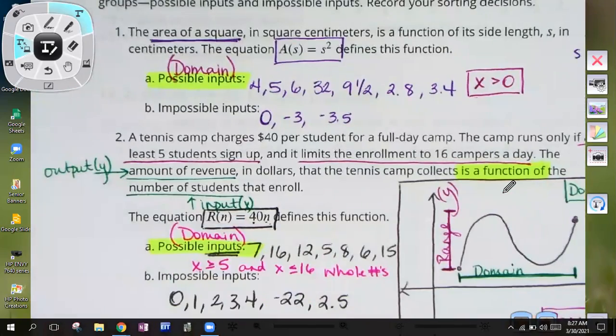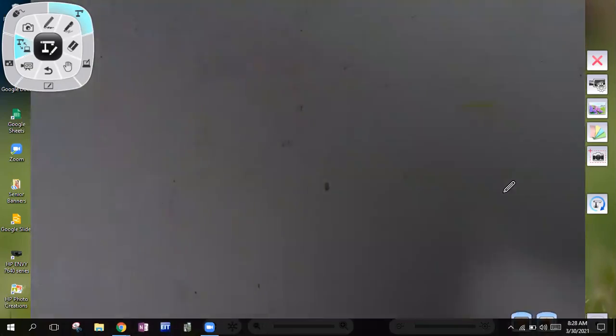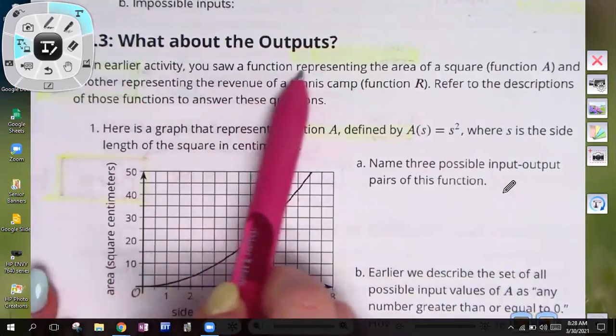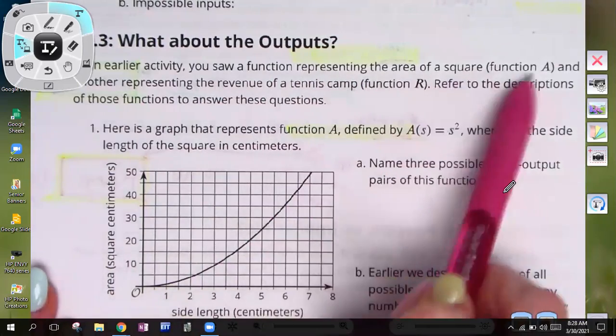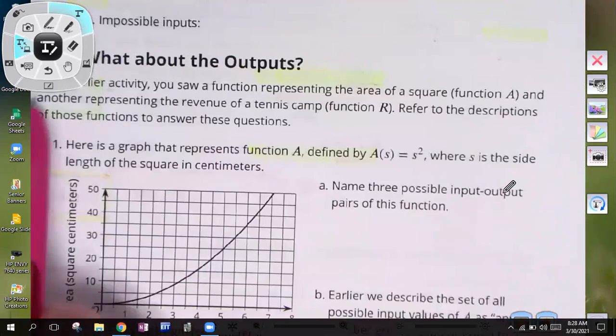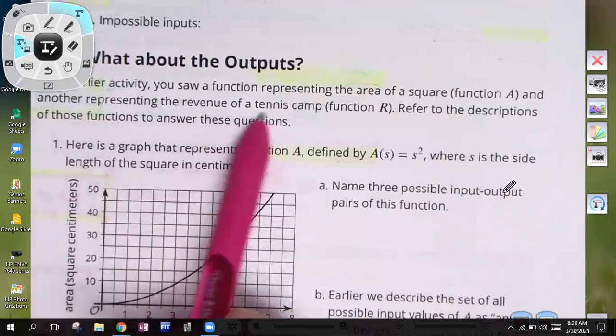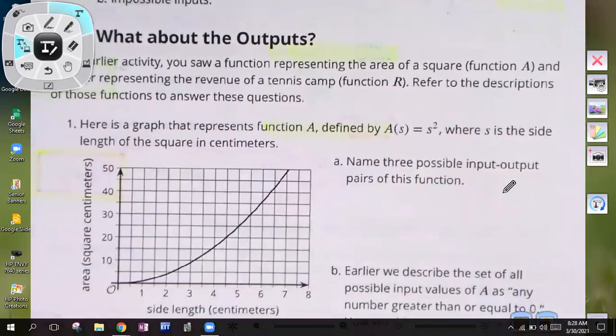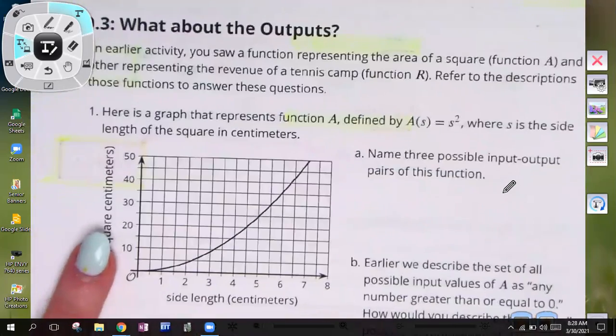All right, moving on. Okay, so now we're gonna look at the graphs of these same two functions that we just looked at, the area of the square and the tennis camp. And after this one, we're gonna take a quick break. It says, in an earlier activity, you saw a function representing the area of a square. Its name is A. And another representing the revenue of a tennis camp, R. Refer to the descriptions of those functions to answer these questions. They should still be pretty fresh on our minds.